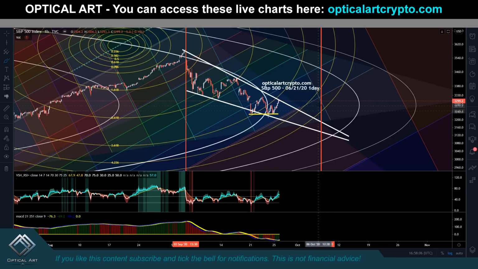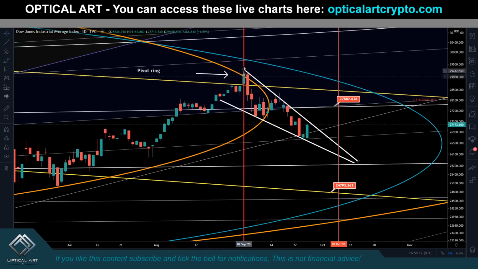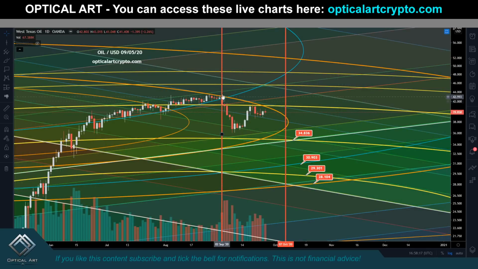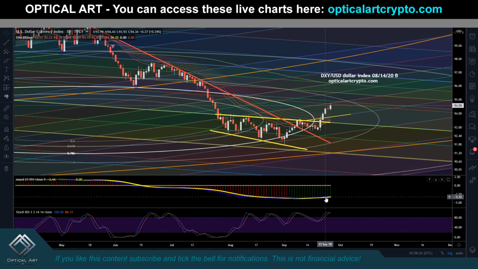But I do have all of these referenced, and keep in mind this was the peak on the S&P, and this was the peak for the Dow, and we had our drop for oil. So I think oil is a leading indicator of which way the markets are going to go. This is the dollar index, guys. I've been talking about this for a while. It looks like this is a MACD.